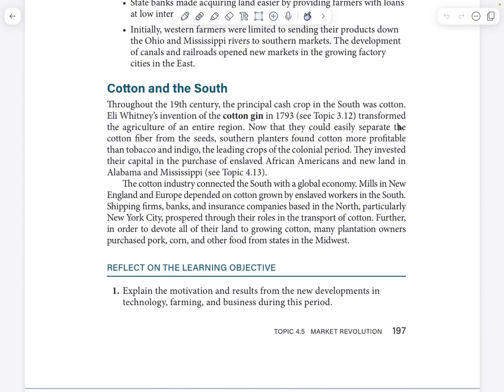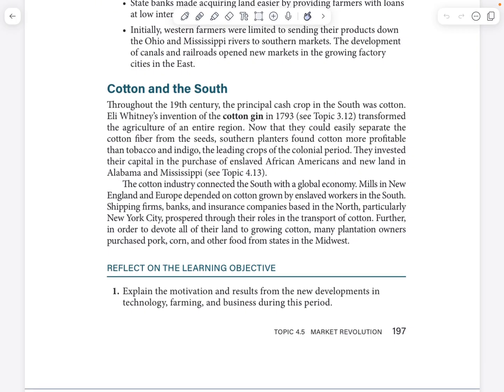Cotton and the South. Throughout the 19th century, the principal cash crop in the South was cotton. Eli Whitney's invention of the cotton gin in 1793, see topic 3.12, transformed the agriculture of an entire region. Now that they could easily separate the cotton fiber from the seeds, Southern planters found cotton more profitable than tobacco and indigo, the leading crops of the colonial period.